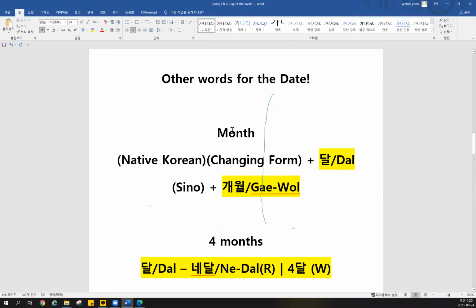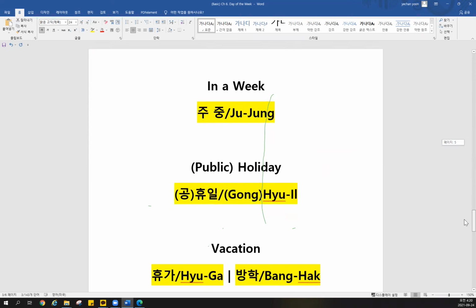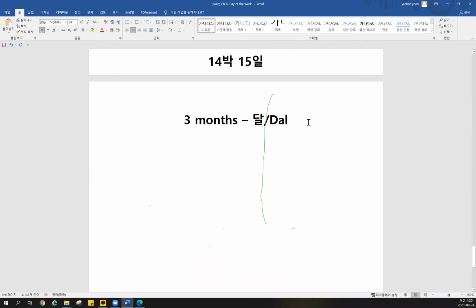How can you say it with the time? Native Korean changing form, right? Then how can you say 3? 3달 is almost close, but that is the Sino version. How can you say it in the native Korean changing form with 달? 2달.